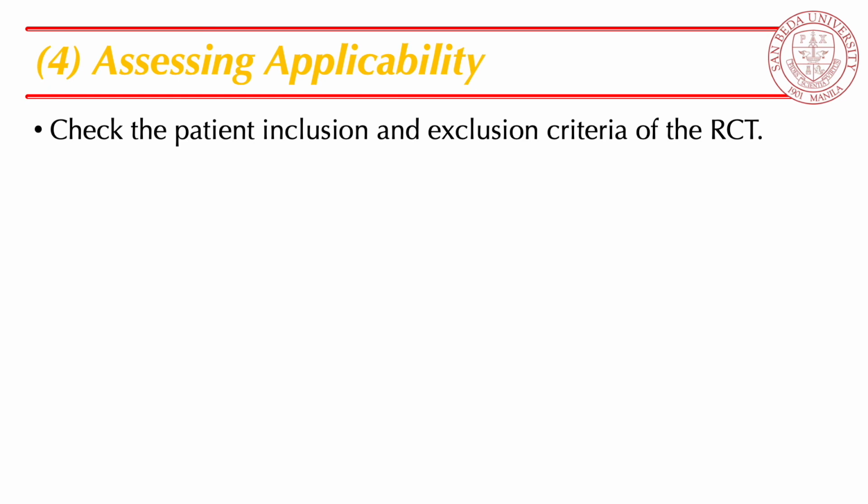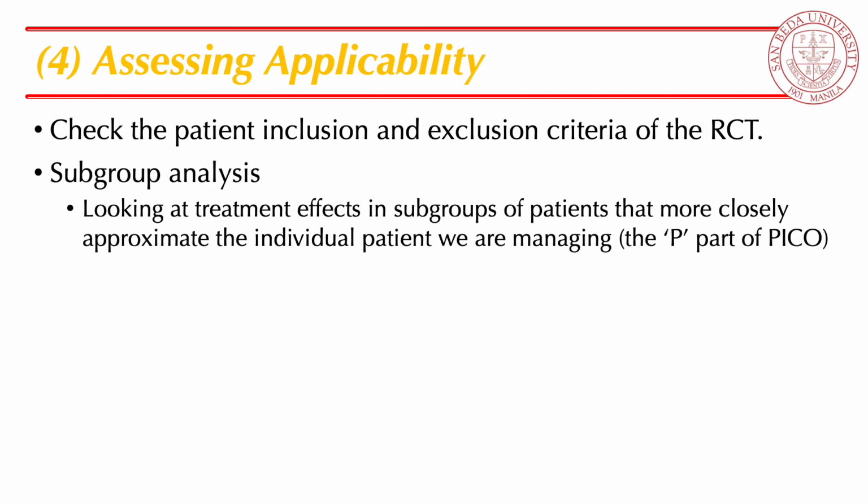And we're finally done with the arduous part of appraising the data. We're almost finished. The next order of business is assessing the applicability of the results. One way is by checking whether the patient's characteristics satisfy the inclusion and exclusion criteria that were applied in the article. You can also look at the treatment effects in subgroups of patients that more closely approximate the individual patient we're treating. The results should present to you the findings of subgroup analysis.